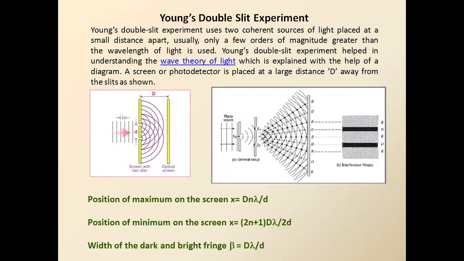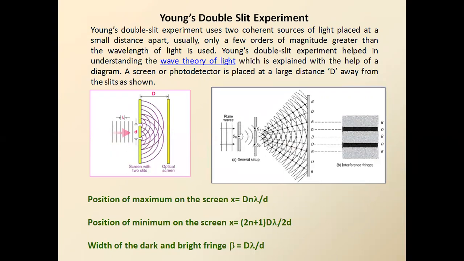Here we show Young's double slit experiment. In this experiment, we use two coherent sources of light placed at a small distance apart, usually only a few orders of magnitude greater than the wavelength of the light. The wavelength of the light is lambda. Here we show the experimental setup, where small d is the distance between the two slits, and capital D is the large distance away from the slits.